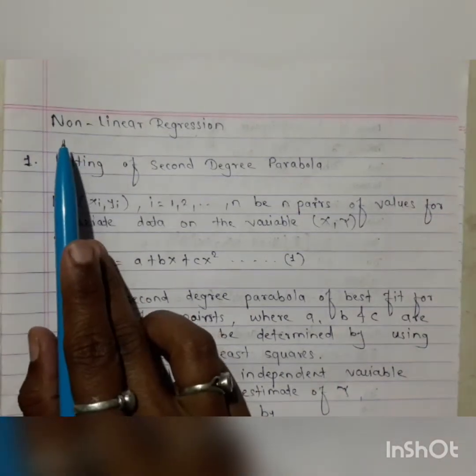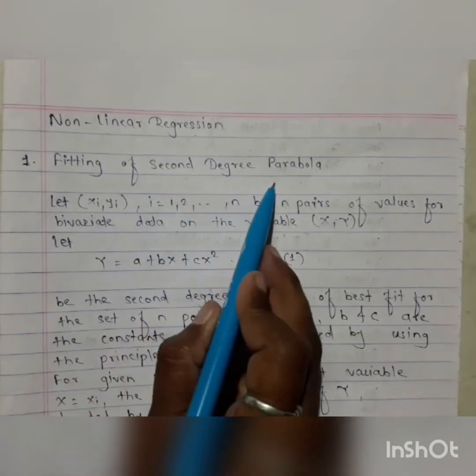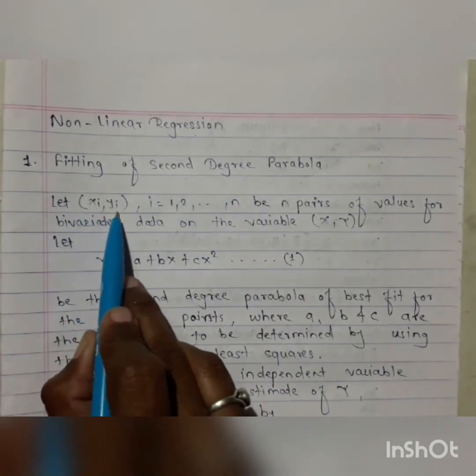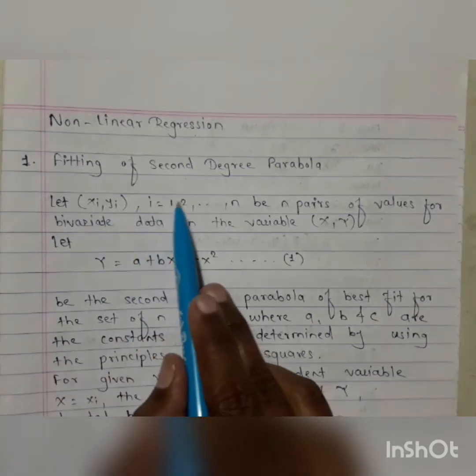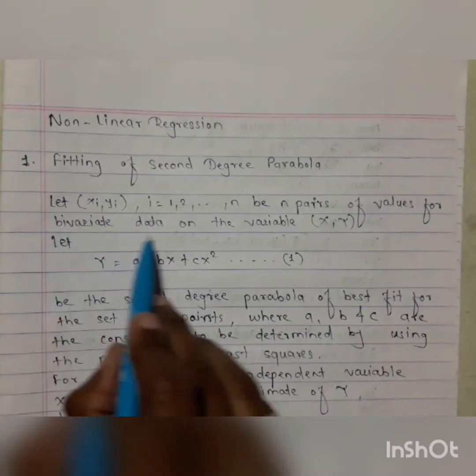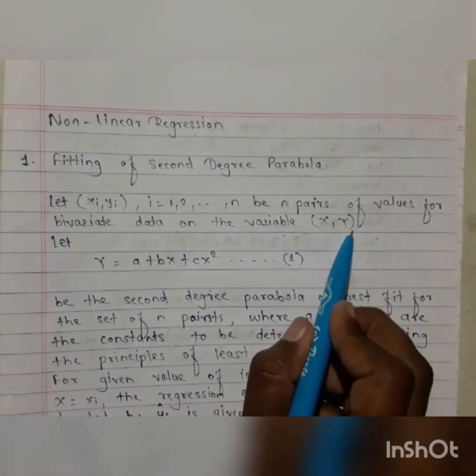Our next topic is non-linear regression. First point, fitting of second degree parabola. Let (xi, yi), where i is equal to 1 up to n, be n pairs of values for bivariate data on the variable (X, Y).